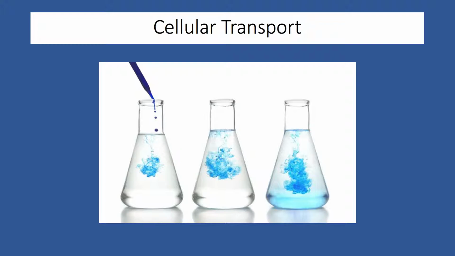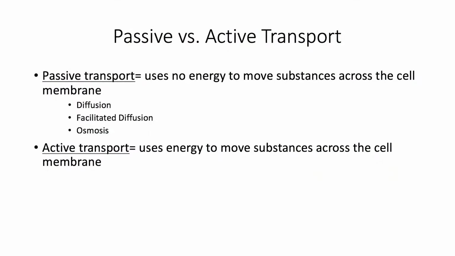We know that small nonpolar substances can go directly through the lipid bilayer, but other substances like polar molecules and larger molecules need other mechanisms to get into and out of the cell. There are two main types of transport: passive and active transport. Passive transport requires no ATP, no energy, because substances are moving along what is called their concentration gradient. And there are three types of passive transport: diffusion, facilitated diffusion, and osmosis.